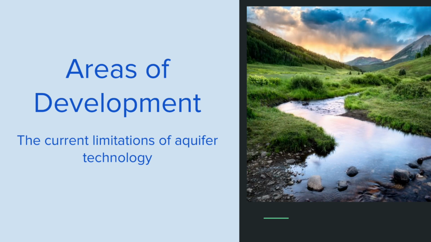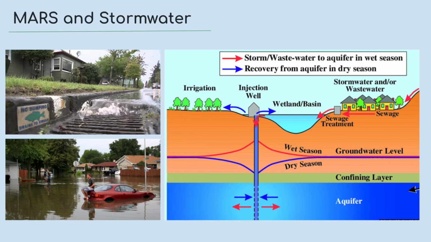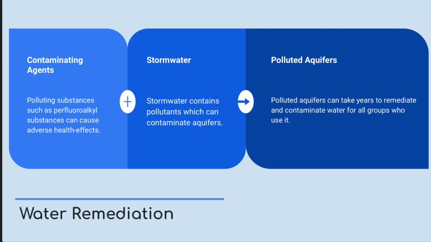Although aquifers have plenty of practical applications, there are still plenty of areas of development and limitations to current aquifer technology. For example, as previously mentioned, only small amounts of stormwater can be processed using managed aquifer recharge systems. The biggest restriction is water quality concerns. Before we can pump water down into an aquifer, we have to make sure that the water being pumped down won't negatively impact the quality and geochemistry of the aquifer. This is particularly important because once an aquifer is contaminated, it can take many years to remediate.